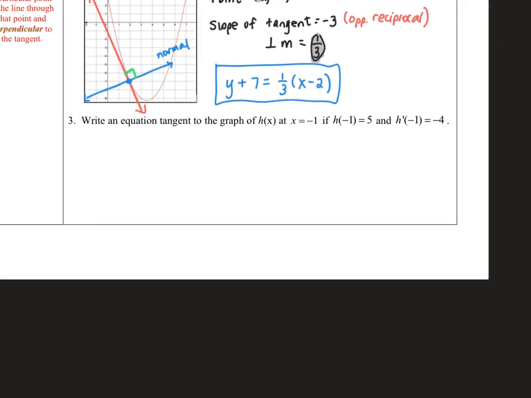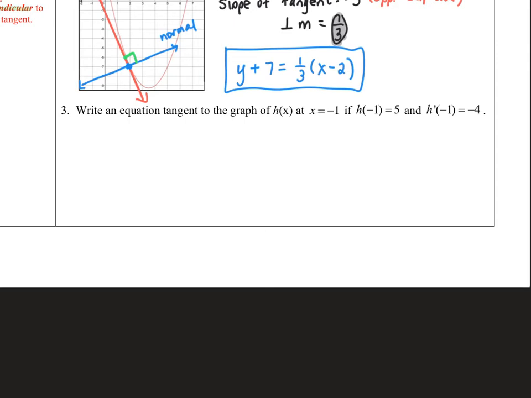Our last example is actually the easiest of them all. You just have to be able to interpret what's going on. I'm asked to find an equation of a tangent line. So you know you need a point, you need a slope. The key to this question is recognizing this as my point and this as my slope. What I see here is the point -1 is my x and 5 is my y. And when I see an h prime, I know that's the slope. So this is the slope at -1, and my slope value is -4.